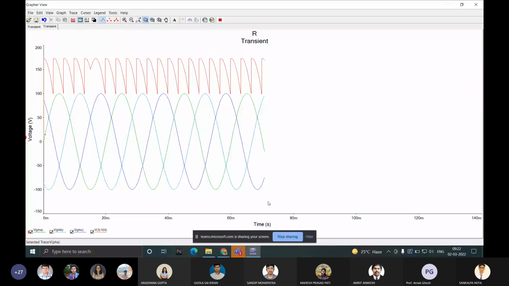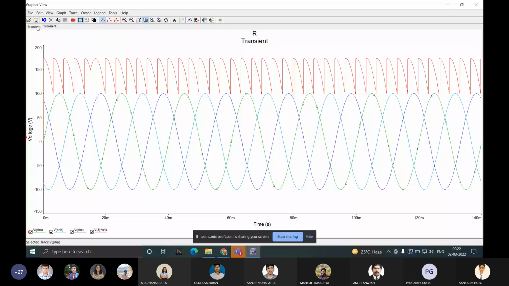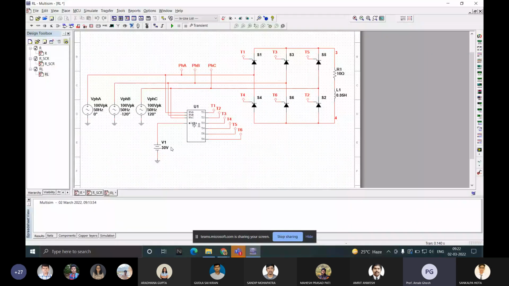So this is for the RL simulation. This is for RL load. What is your firing angle? Sir, I have to check. I don't remember, sir. Firing angle is? Sir, 30. Achha, so make it 60.